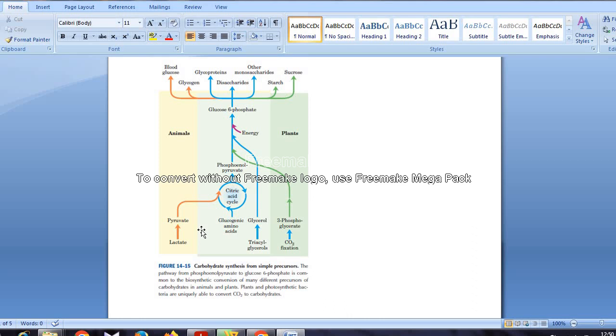Okay, so which are the starting substrates for gluconeogenesis? That is what I am telling here. So you get lactate here, pyruvate here, glucogenic amino acids, especially alanine and glutamine.